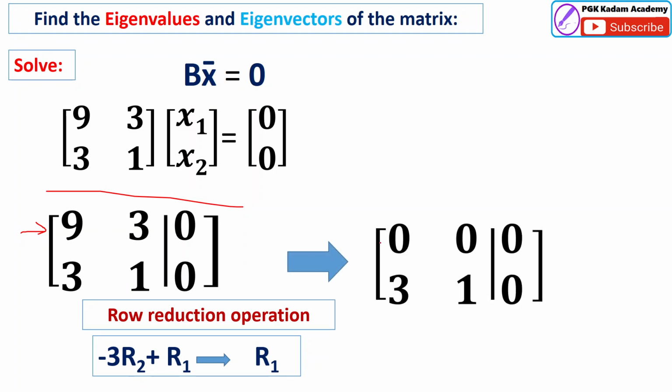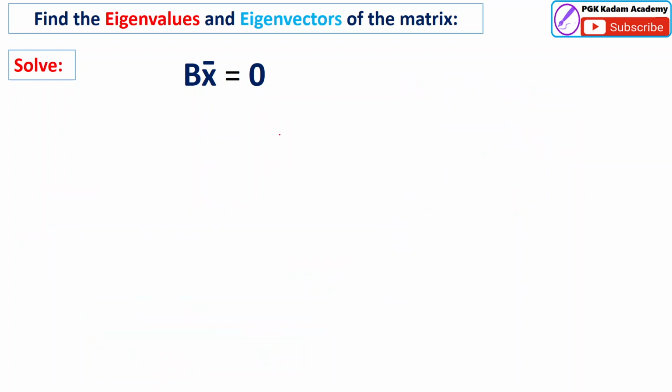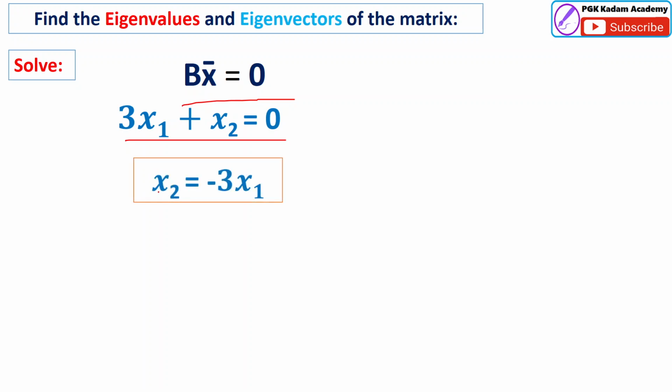What we get is 0 0 in the first row after the row reduction operation. The remaining row is 3 1, for the values x1 x2. Now 3x1 plus x2 equals 0 is what we get from this matrix. Putting in these values of x1 and x2, we get x2 equals -3 x1, obtained from the last equation. We can rewrite this equation as x2 equals minus 3x1.